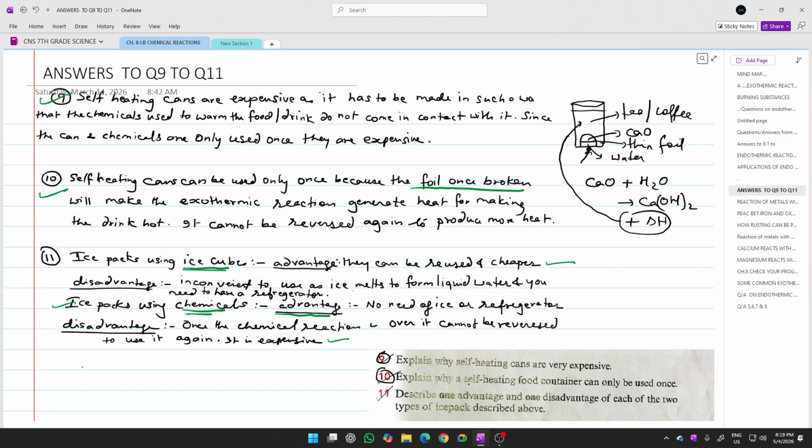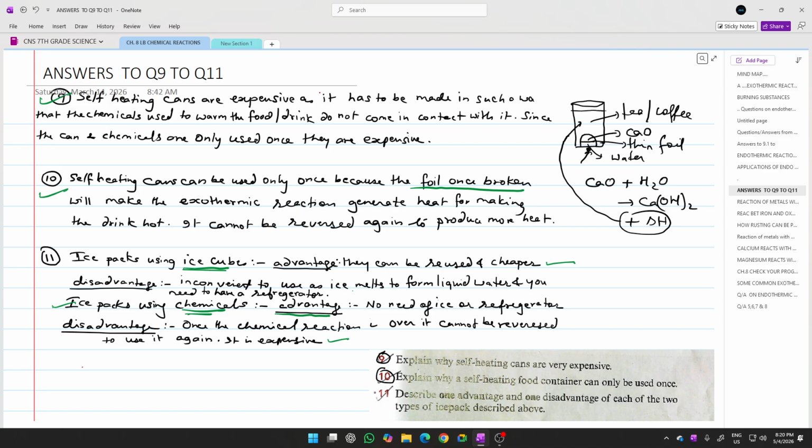So the answer to why this self-heating food container can be used only once is: once the reaction between calcium oxide and water takes place, the heat energy that is given out is used once and for all. Then you don't have any chemical left to react, and therefore there will not be any chemical reaction taking place again, and so heat will not be produced again. So it is only a one time use container, right?